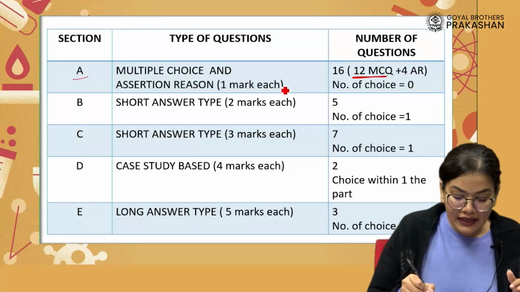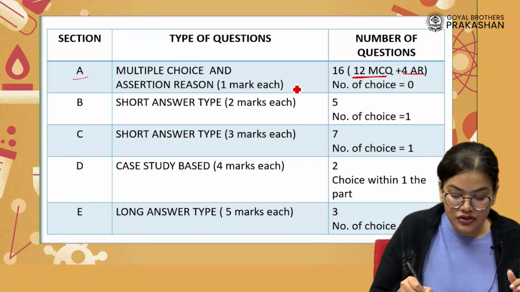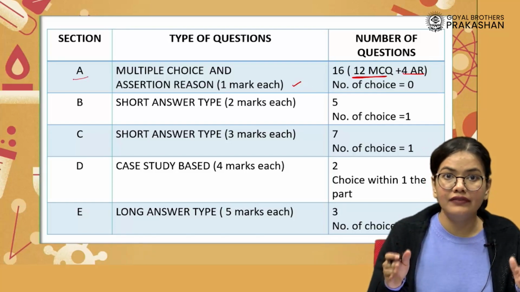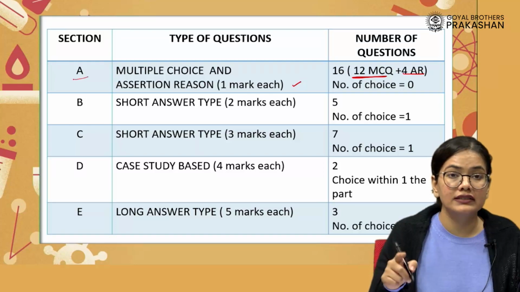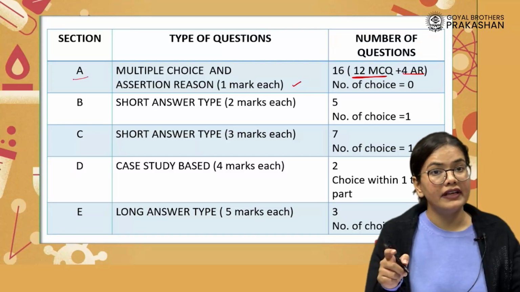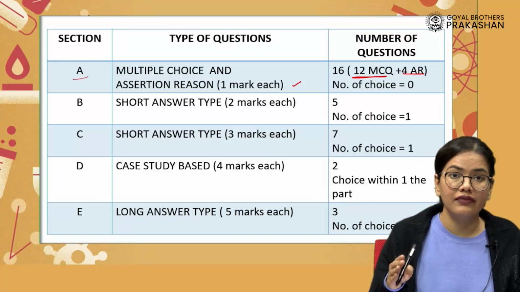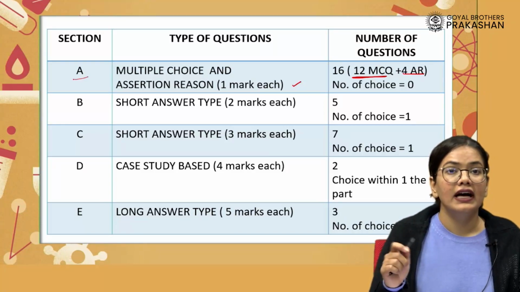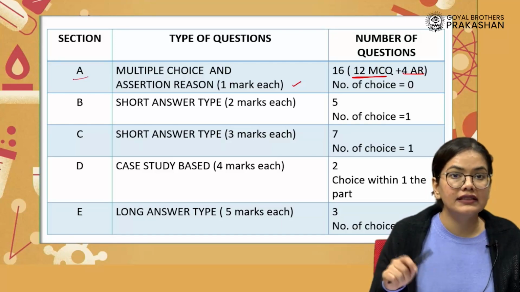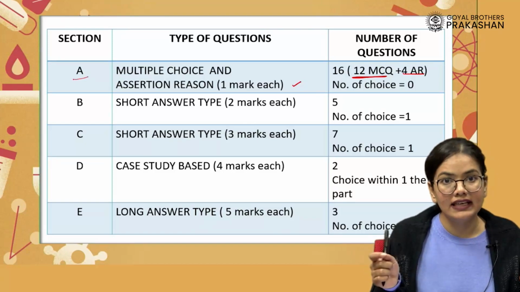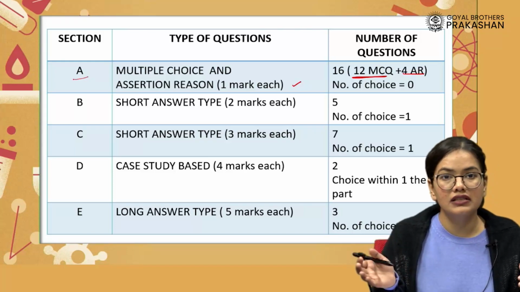And you have 4 assertion reason questions. Again, it will have one statement for assertion, another statement for reason and you will be having 4 options. Just read all the 4 options. Option A will be assertion is correct, reason is correct and reason correctly explains the assertion. Option B is assertion is correct, reason is correct but reason does not explain the assertion. Option C is assertion is correct, reason is false.